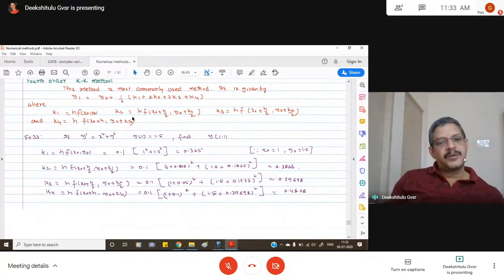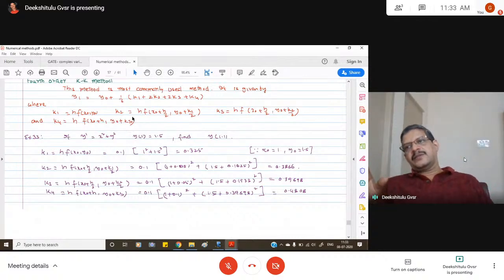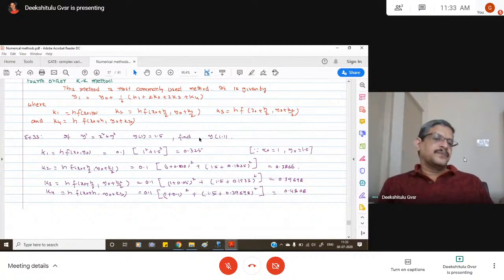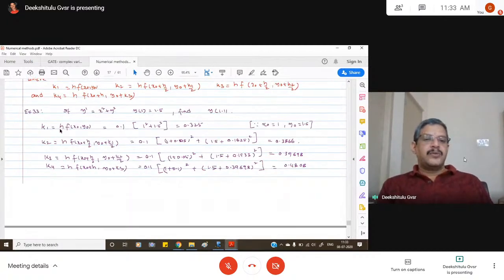So coming to the problem, y dash is equal to x square plus y square is the given problem, y at 1 is equal to 1.5. Find y at 1.1. I am not going to first order, second order, third order of RK, because we have done problems already on first and second order. Third order I am not touching because it's not advisable for different reasons. So I go directly to RK of fourth order. So this is x square plus y square, y at 1 is 1.5. So h is clearly 0.1.